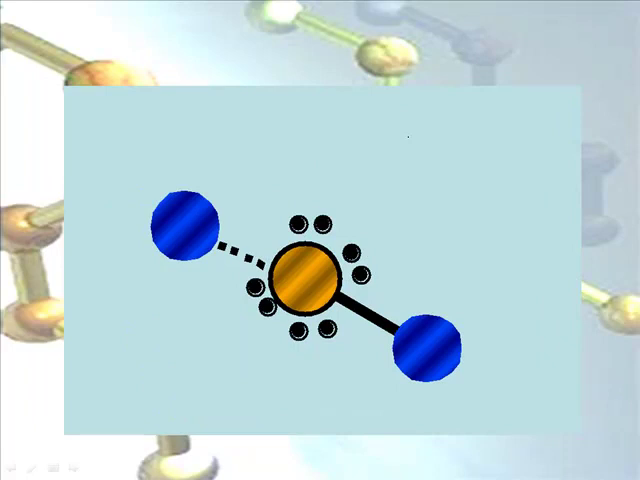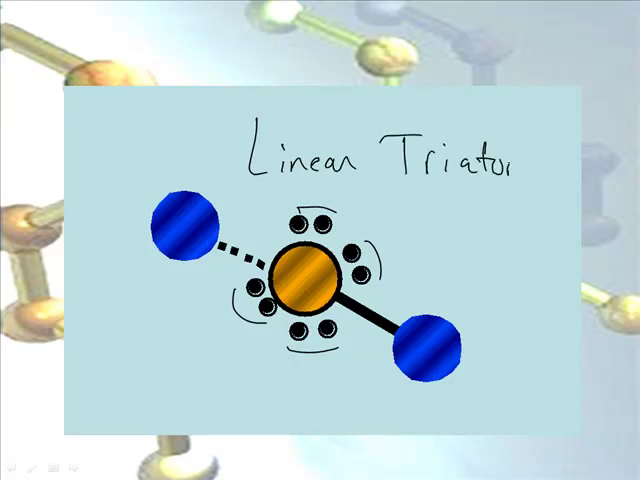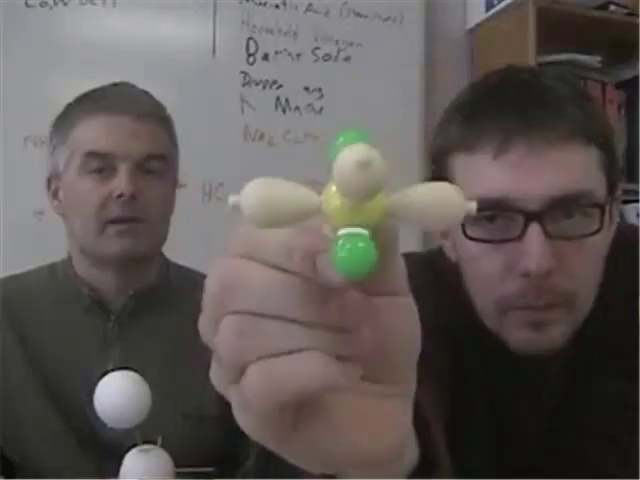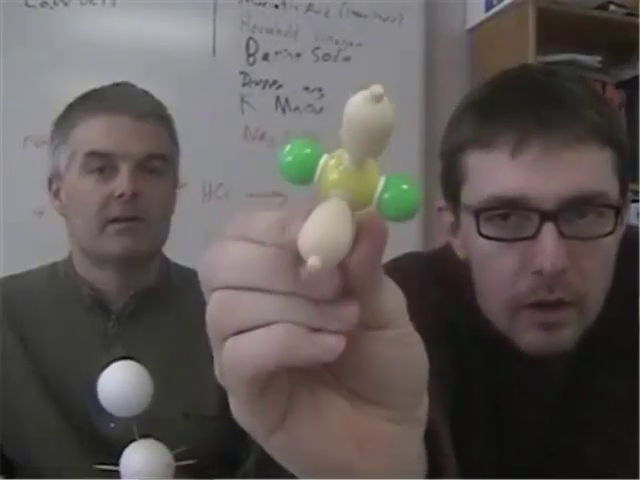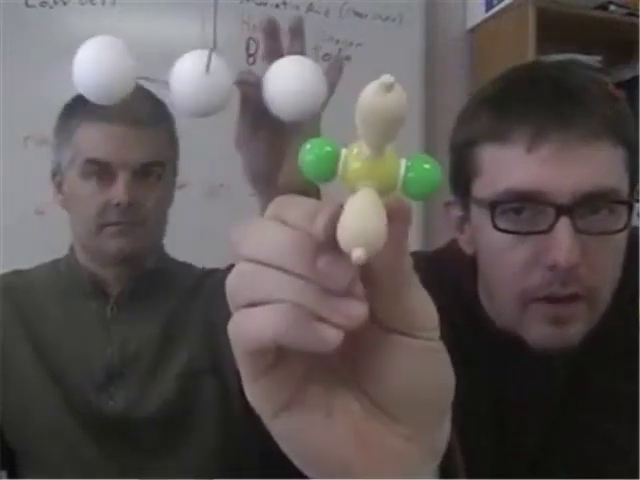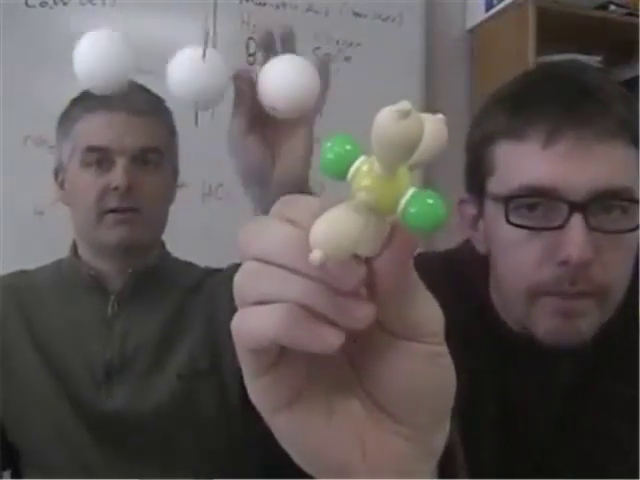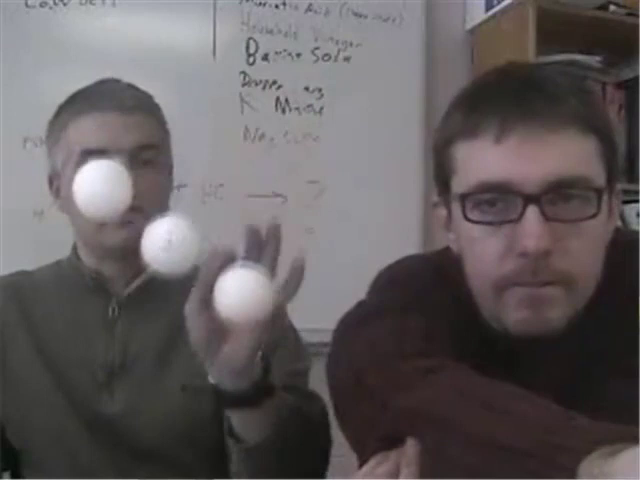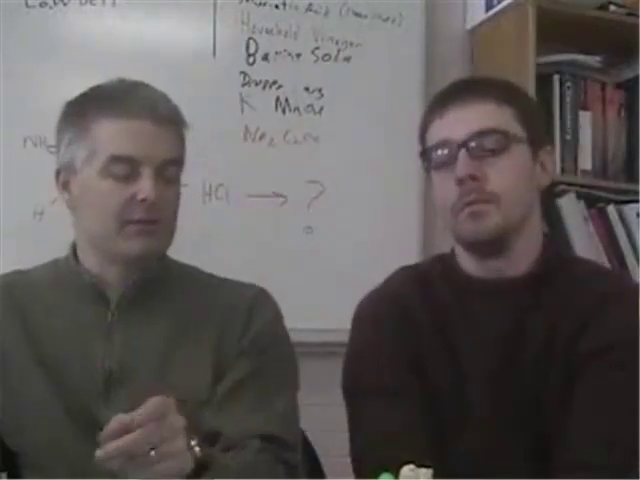And lastly, we can take one more pair away. We now have 4 unshared pairs of electrons on the central atom, 1, 2, 3, 4, and 2 bonds, and we are back to a shape we've seen before. This is called linear triatomic, because you have 3 atoms in a line. We've got 4 unbonded pairs of electrons in there, and the bond angle here, again, is 180 degrees, just like all the other linear triatomics. So you can see mine right here, and the same thing, linear triatomic.